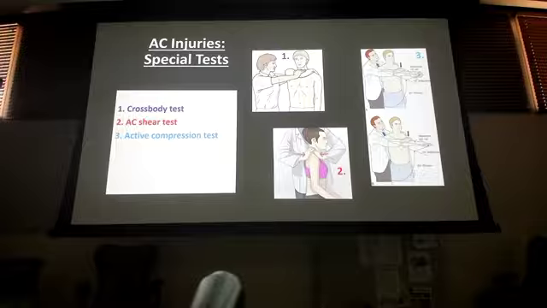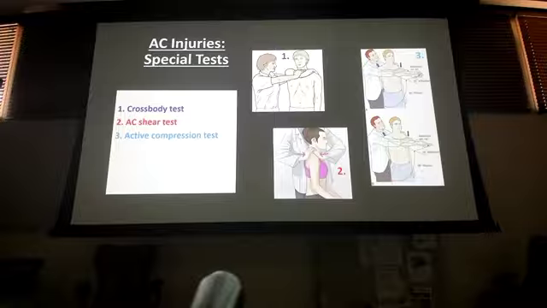He's doing that. All right, so active compression test. What do we know that is? What's that? Is that what you're doing? Okay. I didn't want to call you out, but I did.